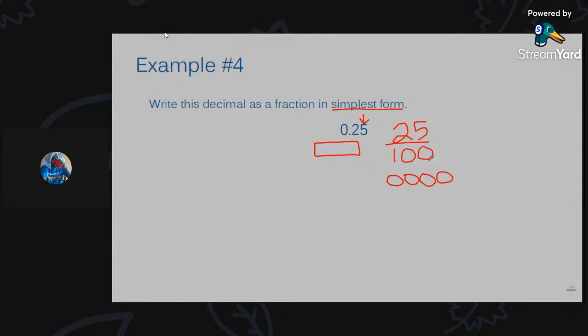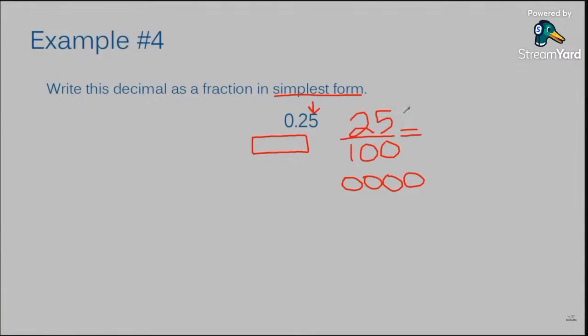And 5 can go into 100 very quickly. Okay, so I'm dividing by 5. So 25 divided by 5 is 5, and 100 divided by 5 is 20. So, can I simplify this? I can. I could simplify by 5 again. So 5 divided by 5 is 1, and 20 divided by 5 is 4. Okay? 1/4 is this decimal in simplest form.